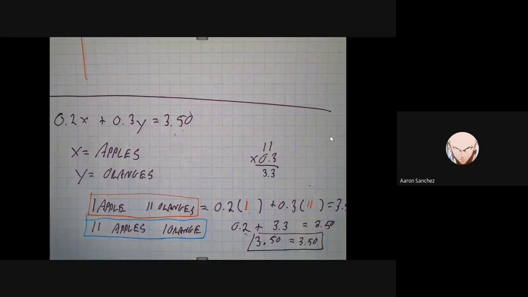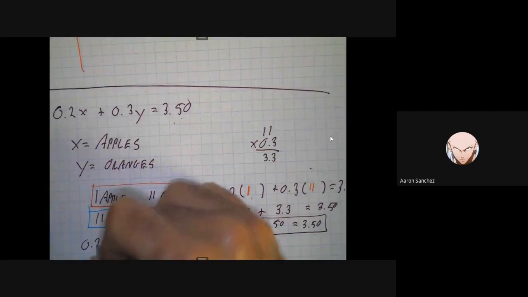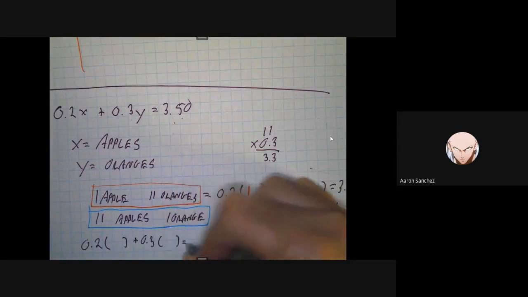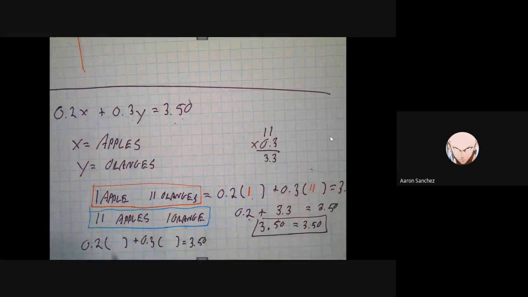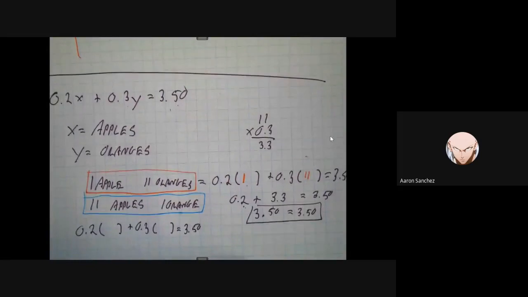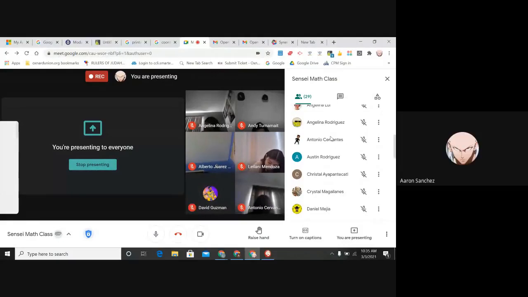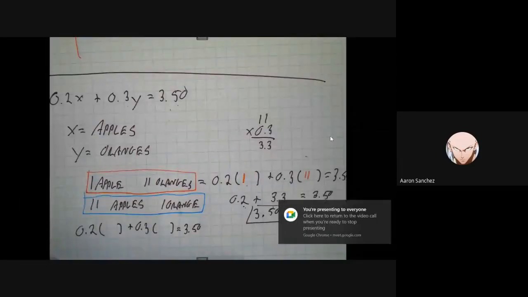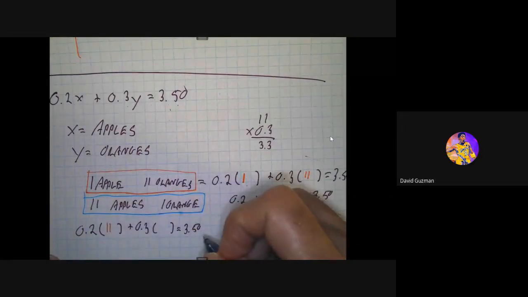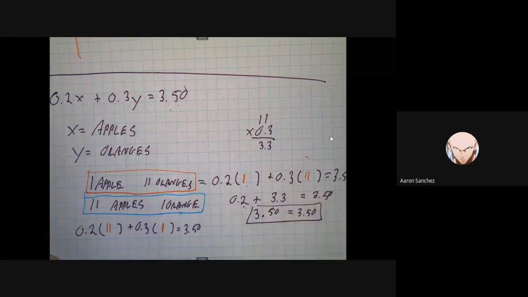So let's do this one here. Let's see if it does not work. So you take the same equation and plug it in. 0.2 times x plus 0.3 times y. Does that equal 350? Okay, so what do I plug in here for my x now? Now if I'm using the blue, I'm looking at the blue rectangle. What do I plug in for my x? 11 apples. Okay, thank you, David. Let's put in 11. And then, David, what would we put in for the oranges? 1, because 1 orange, that's my y.